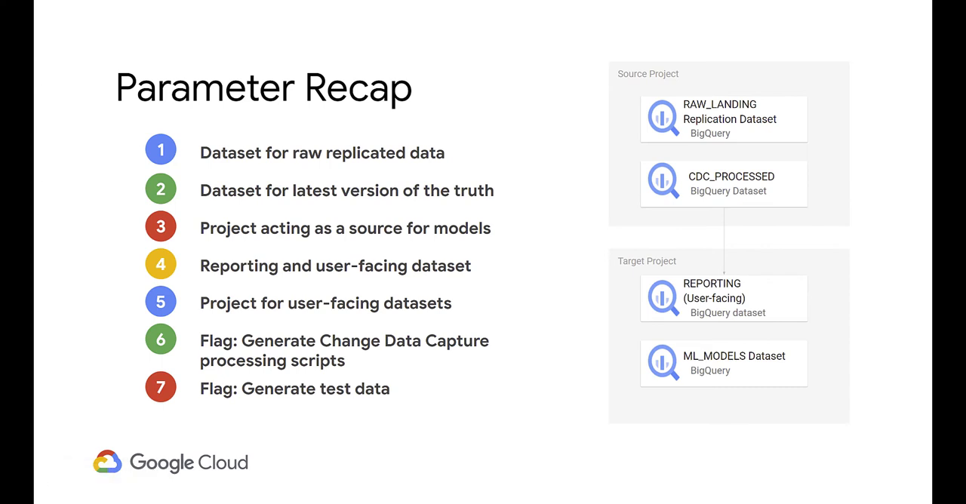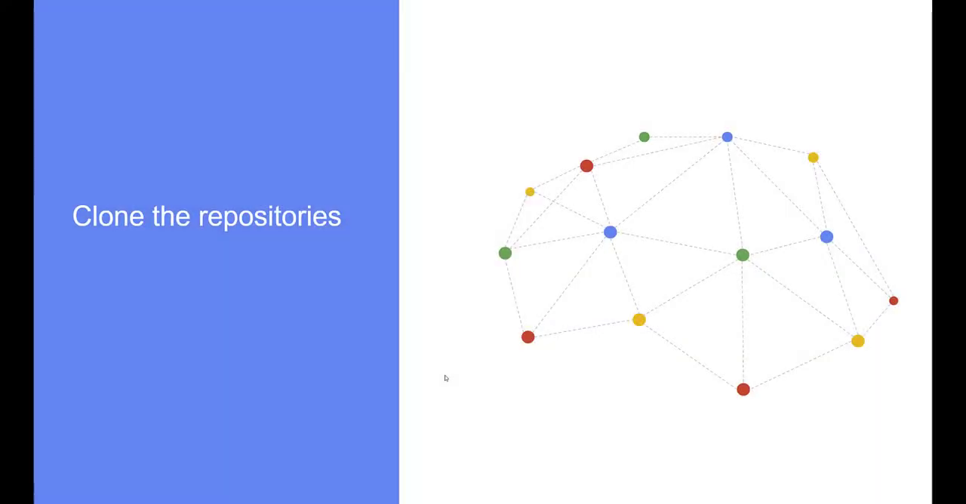If you currently do not have a replication tool or would like to see just what the flow looks like, you have a parameter to replicate test data. During deployment, you can set this flag to true and the tables will get automatically created and filled with sample data. Now that we know the basic parameters and what the implementation will look like, let's clone the repository to start customizing options to fit our needs.